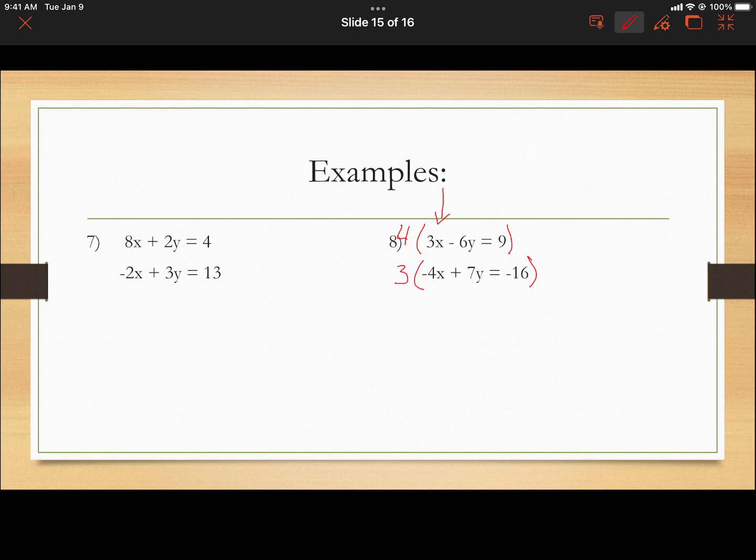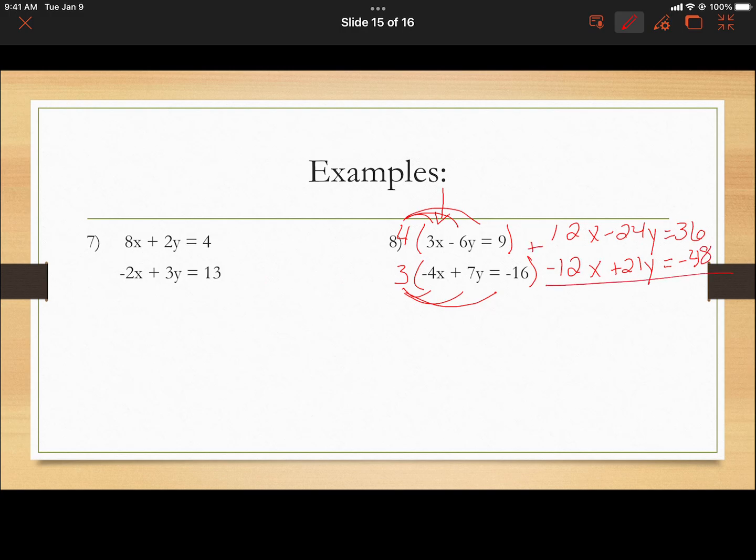So if we multiply this through, remember this 4 has to go through to everything over here. So it's going to be 12x minus 24y equals 36. Multiply this 3 through to everything over here. It's going to give me negative 12x plus 21y equals negative 48.